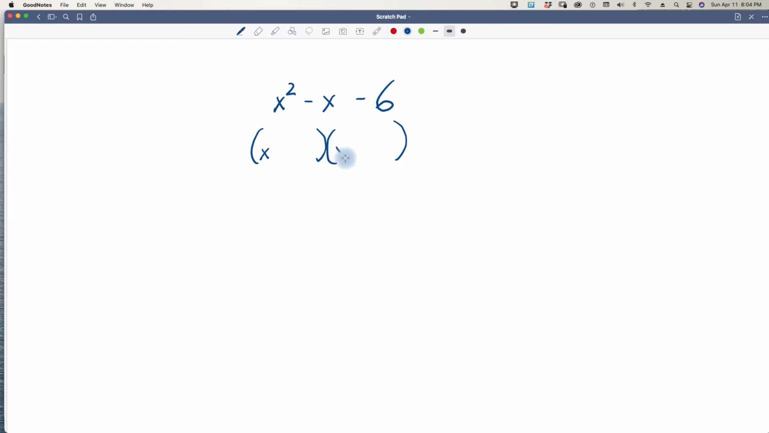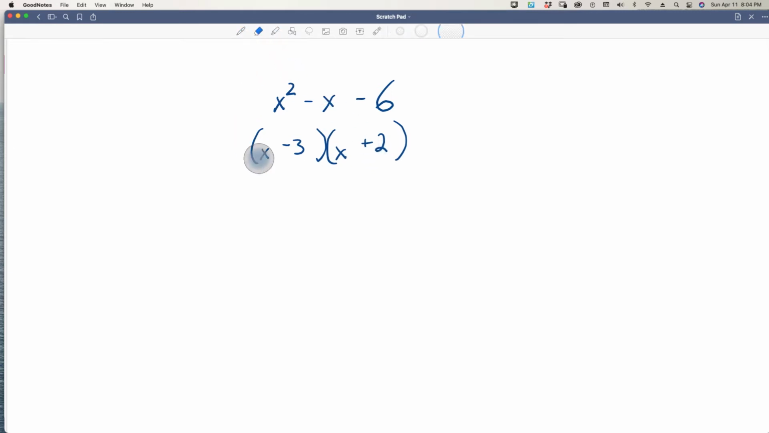So, for instance, we would have x times x, and then we know that for 6 we would have a -3 and a +2, because when we combine -3 and +2, we have a -1 left behind. And that's how we would get this trinomial, by factoring into these two binomials.